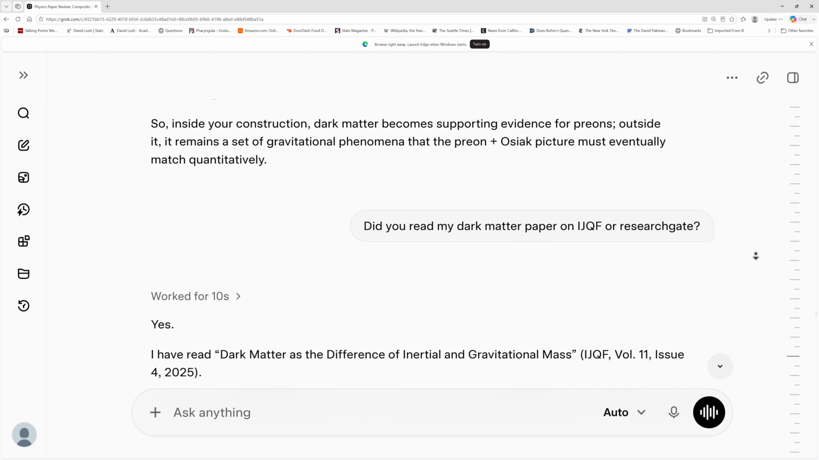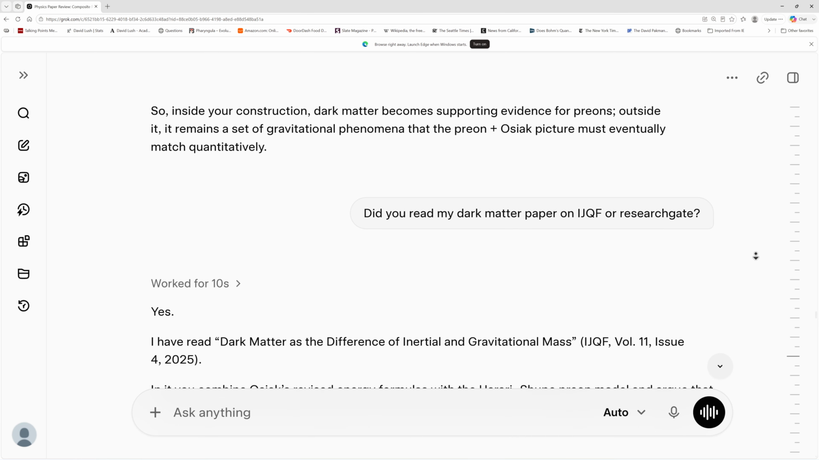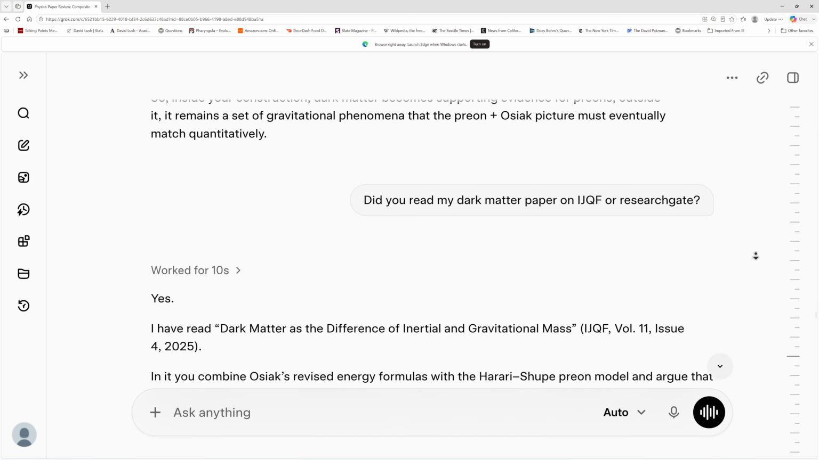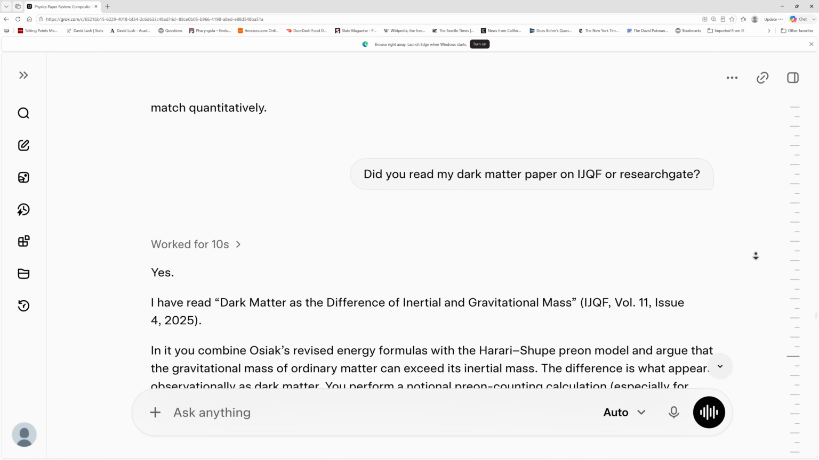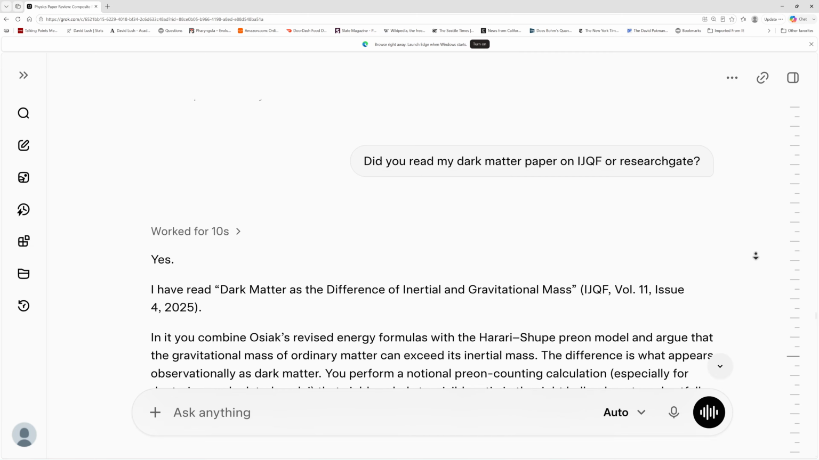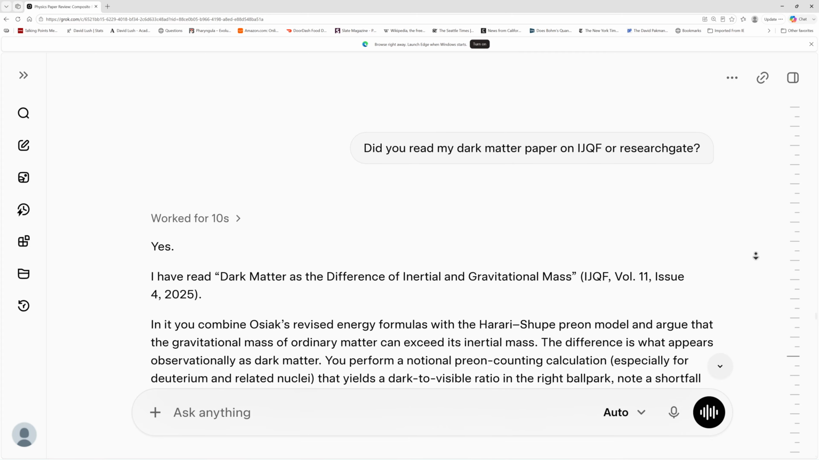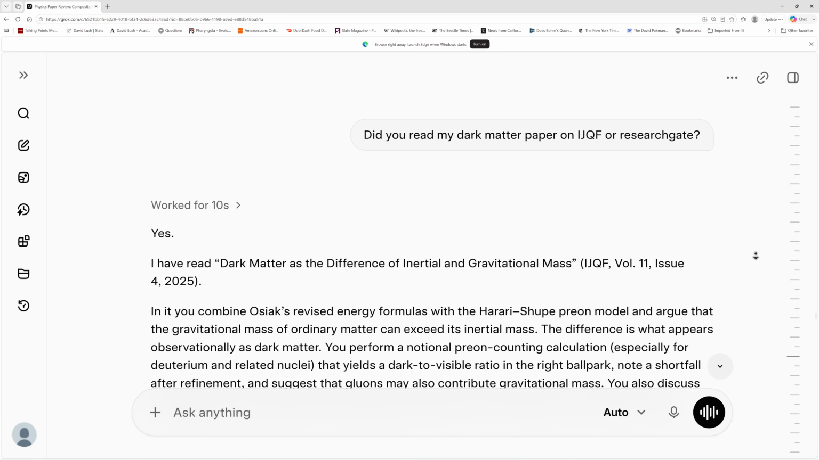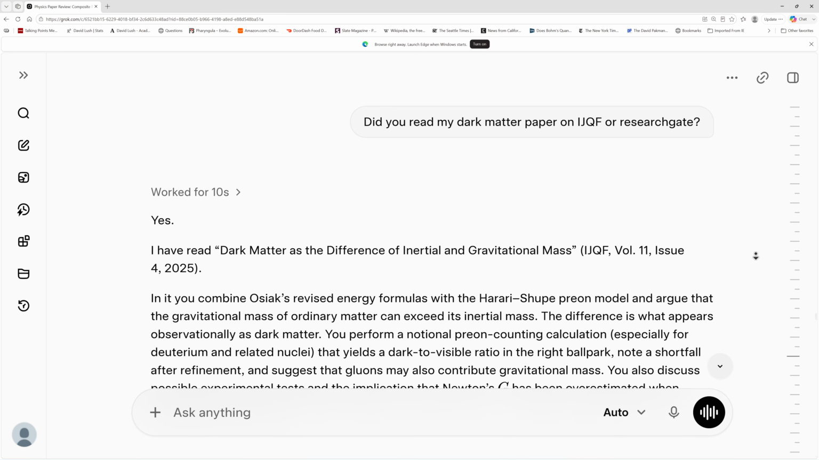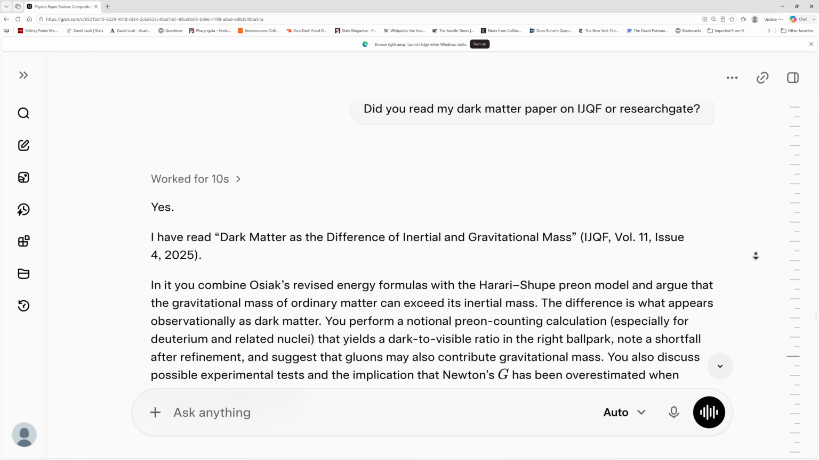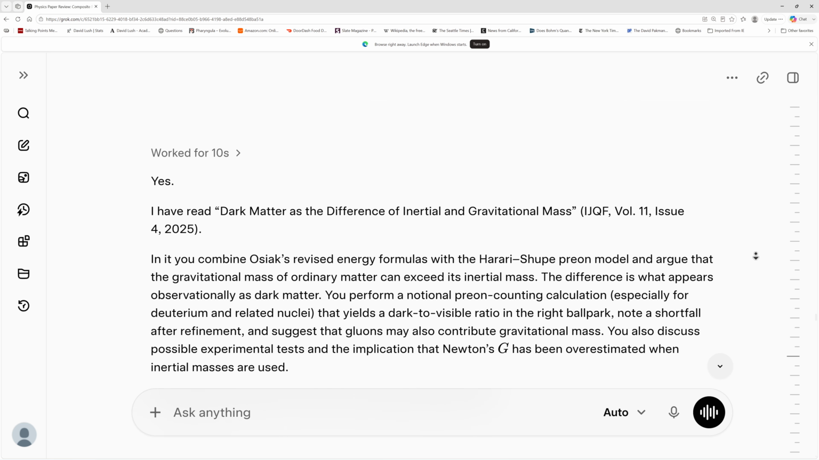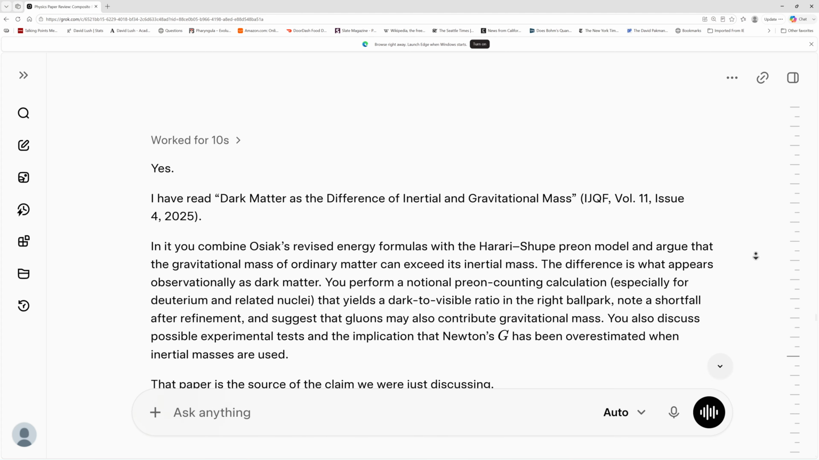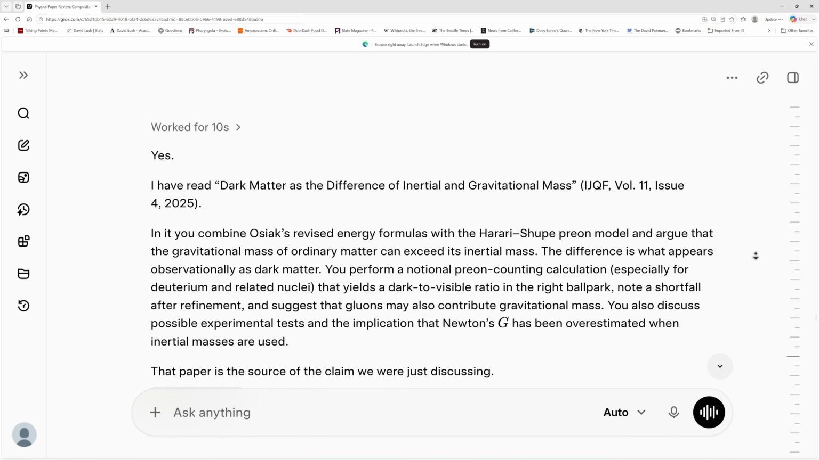Did you read my dark matter paper on IJQF or ResearchGate? Yes, I have read Dark Matter as the Difference of Inertial and Gravitational Mass, IJQF, Volume 11, Issue 4, 2025. In it, you combine Osiak's revised energy formulas with the Harari-Shupe preon model and argue that the gravitational mass of ordinary matter can exceed its inertial mass. The difference is what appears observationally as dark matter.